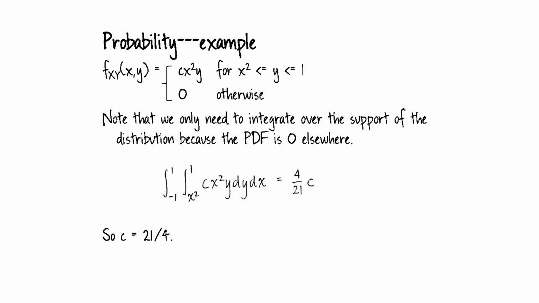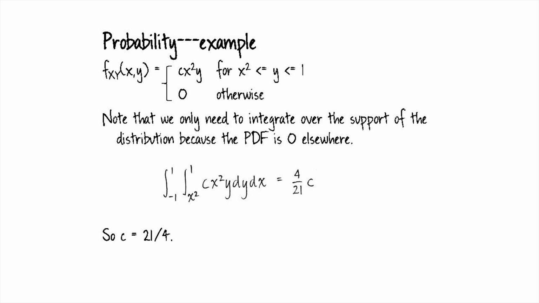So here's what we do. I set up the integral. So here is the joint PDF. I've set up the double integral, chosen these limits of integration so that I'm only integrating over the support of the PDF, and performed that integral. We get that it's equal to 4 over 21 times c, and we set that equal to 1, and so we get c is equal to 21 over 4. Okay?